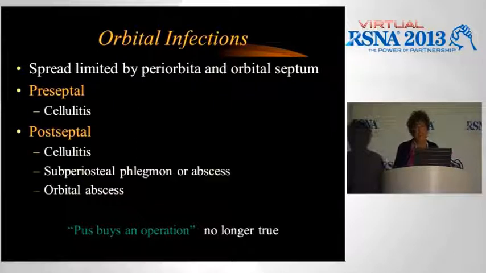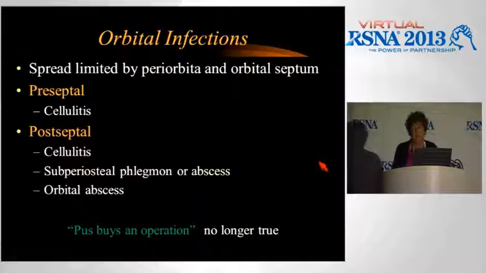Now, orbital infections can be very dangerous and present a huge problem emergently, and we talk about infections in terms of preseptal and post-septal infections. Now, the preseptal are limited to cellulitis, preseptal cellulitis. But the post-septal infections can be cellulitis, subperiosteal phlegmon or abscess, or a frank orbital abscess. And the old thing where we always used to say pus buys an operation, that is no longer true. Because for many of these infections, IV antibiotics or even oral antibiotics will be adequate.